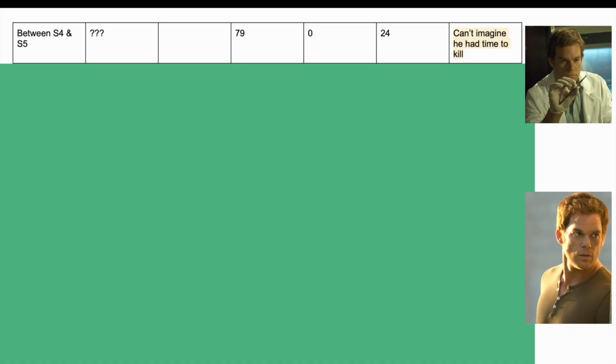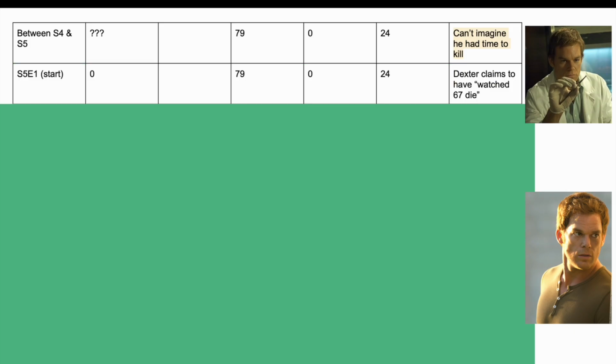Between seasons 4 and 5 is not shown, but I don't think that a whole lot of time passes, and I can't imagine he had time to kill anybody, so question mark, but probably 0. At the very start of season 5 episode 1, Dexter claims to have watched 67 die. However, at this point, he's up to 79. However, even if you take out the 4 that he killed in Original Sin that weren't explicitly planned to have changed the number when this episode aired, and even if you take out Camilla, that's still only 74. So there's a bit of a discrepancy there.